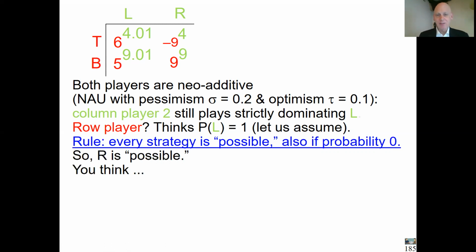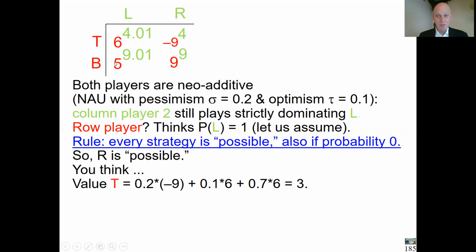And then I leave it to you to think about what happens. So you can calculate yourself, and stop the video now. And I'm going to continue now to tell you what comes out. And in fact, you don't really need calculations to see what the row player does. Because if R is possible, then for top, if this -9 outcome gets a weight of 0.2, that's enough to kill it. It's obvious without calculation that in neo-additive, top will be worse than bottom, and bottom will be chosen. Well, here are the calculations.